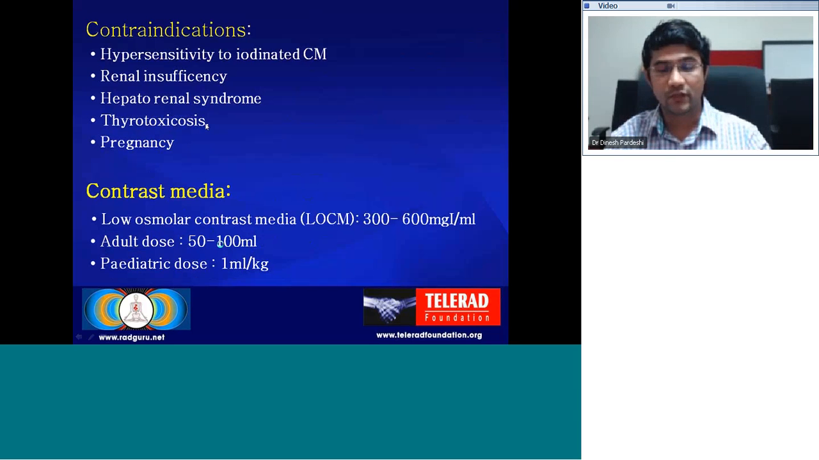Now, what are the contraindications? Contraindications can be divided into absolute and relative. The absolute contraindication is the presence of pregnancy. The other factors are relative contraindications, meaning that in the presence of renal insufficiency, thyrotoxicosis or other disorders, or even in patients with hypersensitivity to contrast media, the study can be performed, but with extra care, and an extra protocol needs to be followed.